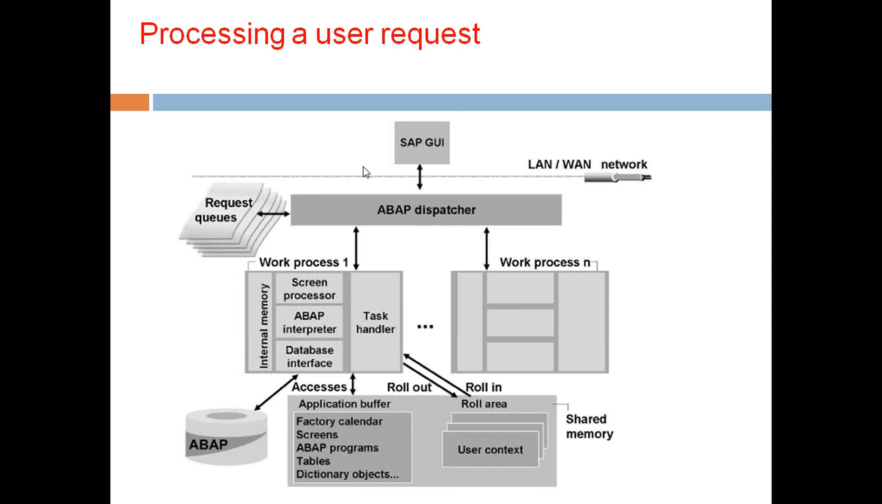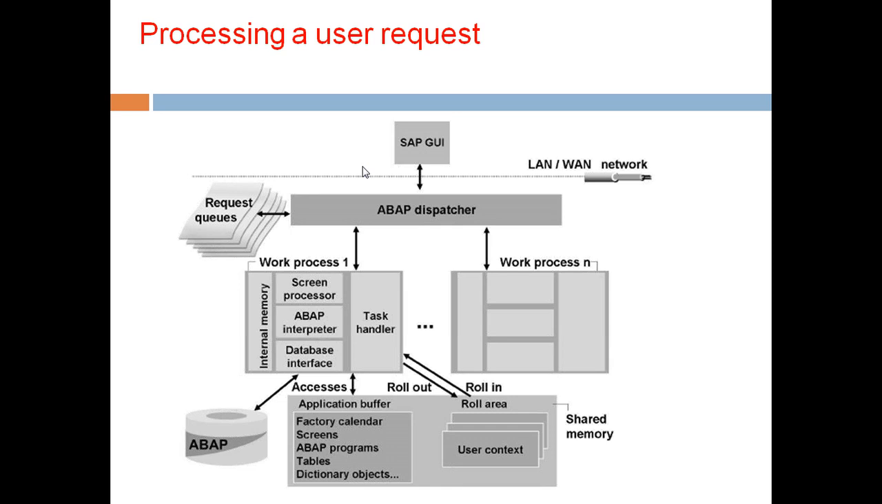Depending on the processing status of the screen flow logic, the dialog work process selected by the dispatcher then performs a rolling in of the user context first. That is the data that contains the current processing status of the running program, as well as the data that characterizes the user, is made known to the work process. The work process will then process the user request, which may involve, for example, requesting data from the database or from the buffers in the shared memory.